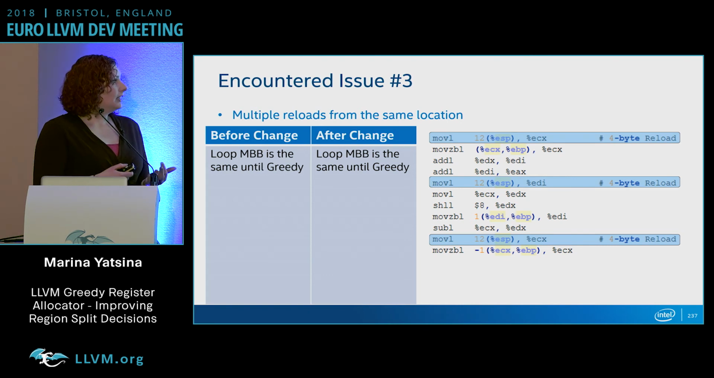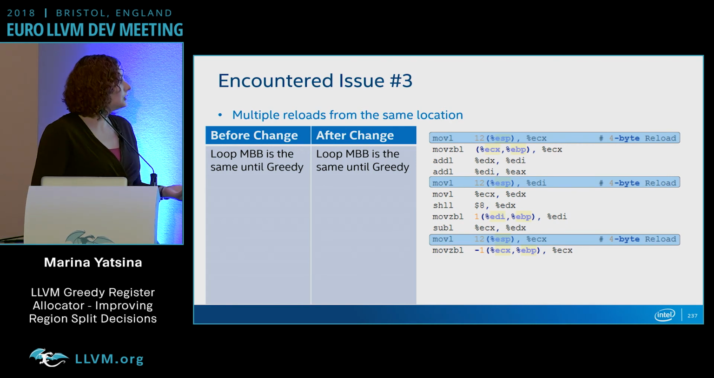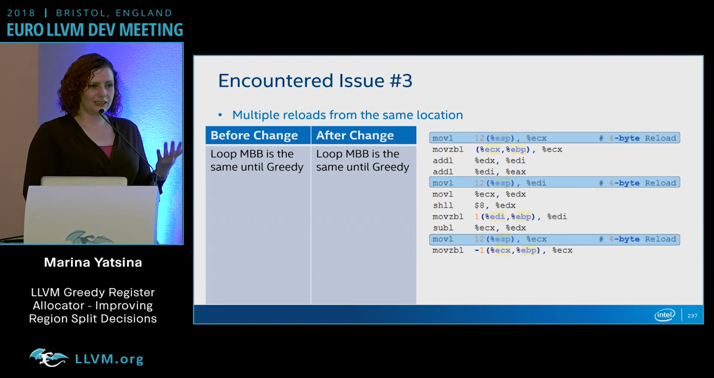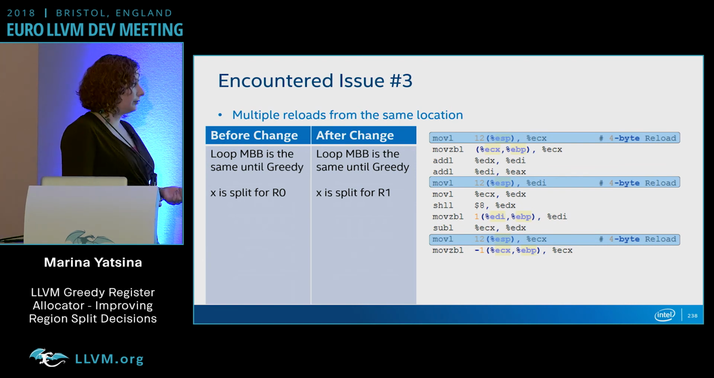So we tried to understand what happened there. So of course, there was a higher level change. Other basic blocks have changed a bit. Other intervals have changed a bit. So the allocation will change in this basic block again. But why was it so bad? So if we just compare what happened, we see that before the change, X was split for some register R0. After the change, it was split for another register R1.